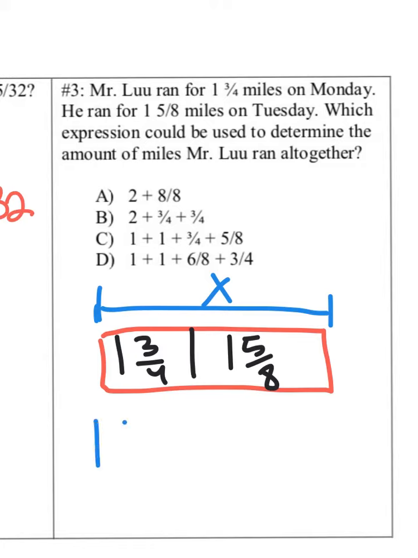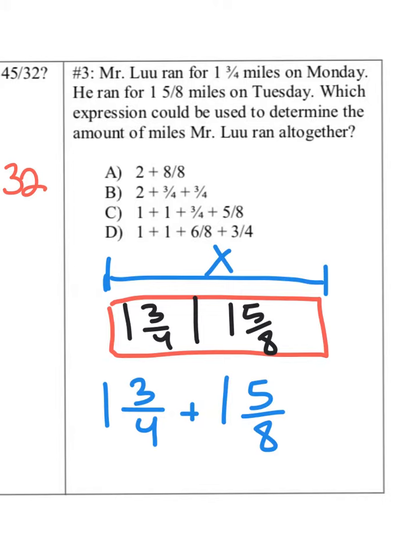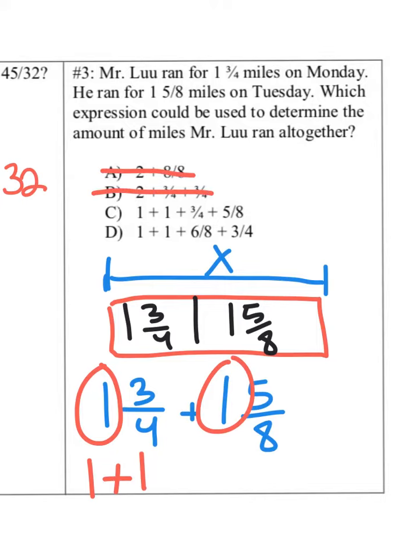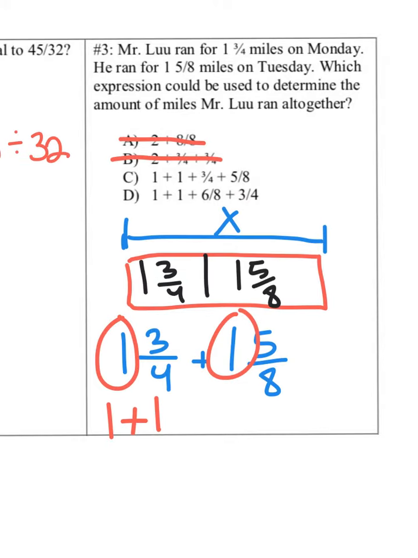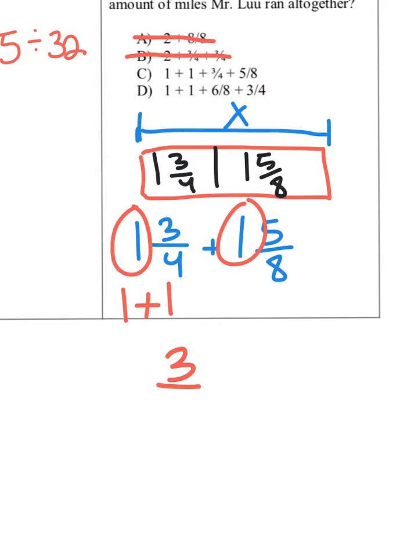So it would be 1 3/4 plus 1 5/8. So what I'm really going to do is I'm adding the wholes together. So that's going to be 1 plus 1. And that's either C or D. I'm going to cross out B and A. And then for the fractions, I would do 3/4 plus 5/8.